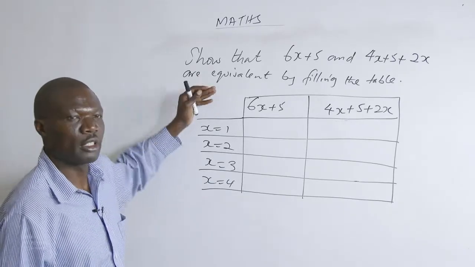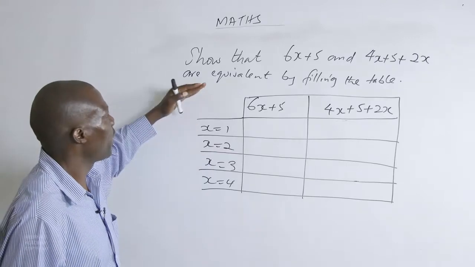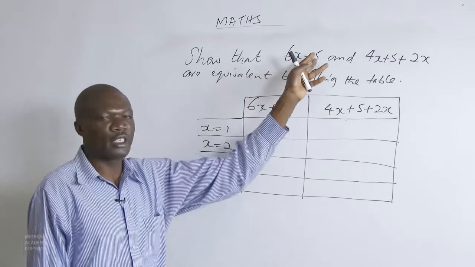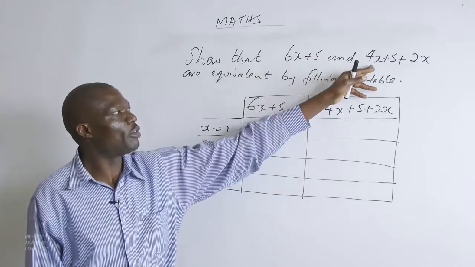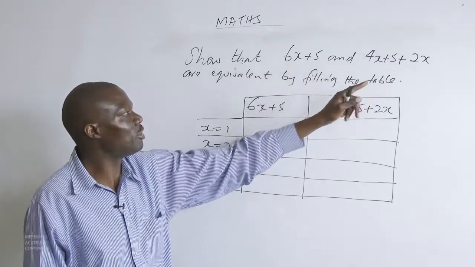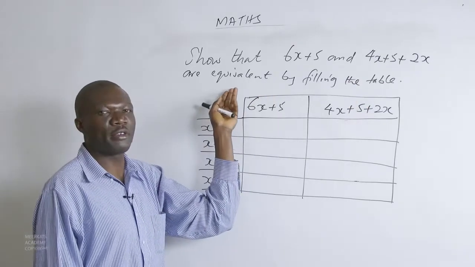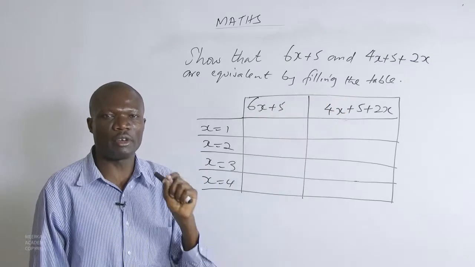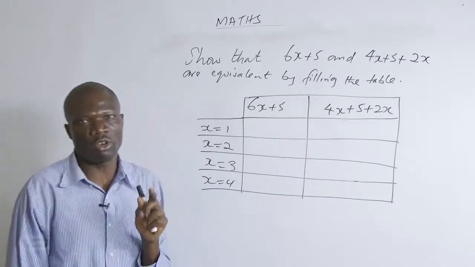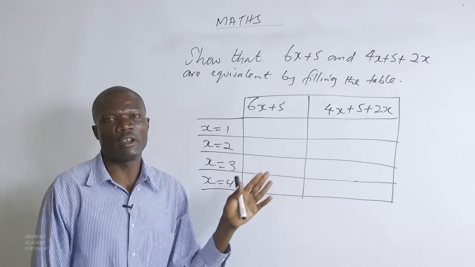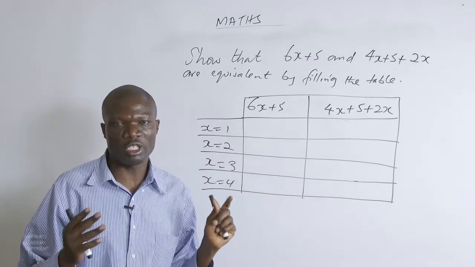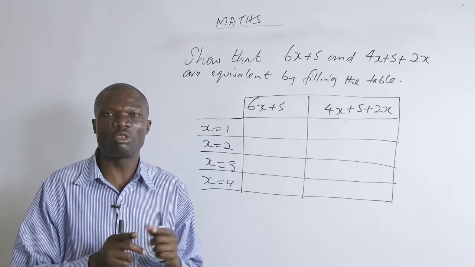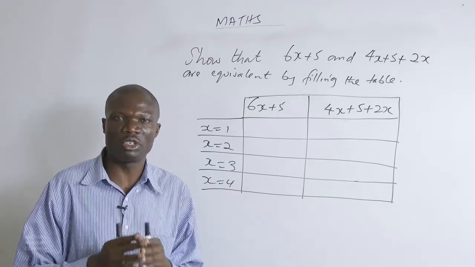So in this table, we are supposed to show that 6x plus 5 and 4x plus 5 plus 2x are equivalent by filling the table. So already what should be in our mind is that the two expressions are equivalent. What should happen is that you must be able to fill in and substitute correctly.